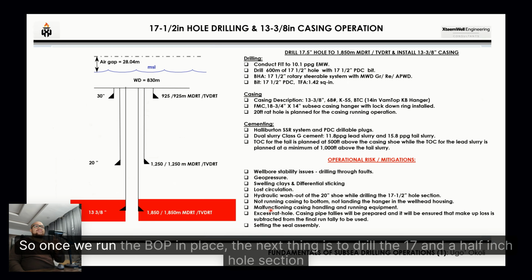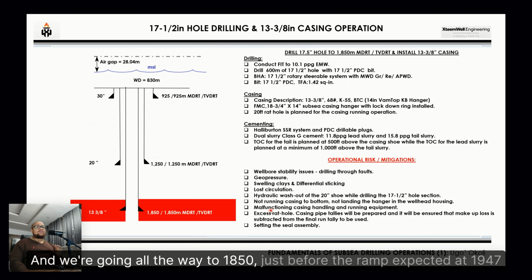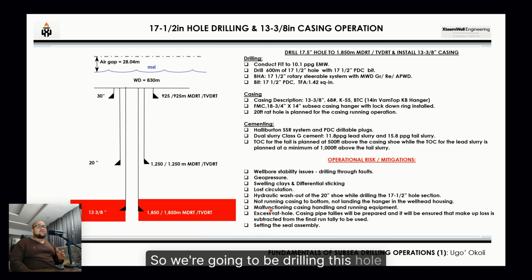So once we run the BOP in place, the next thing is to drill the 17.5-inch hole section. And we're going all the way to 1850, just before the ramp expected at 1947. So we're going to be drilling this hole. It's a vertical hole. What are the things that could come up?